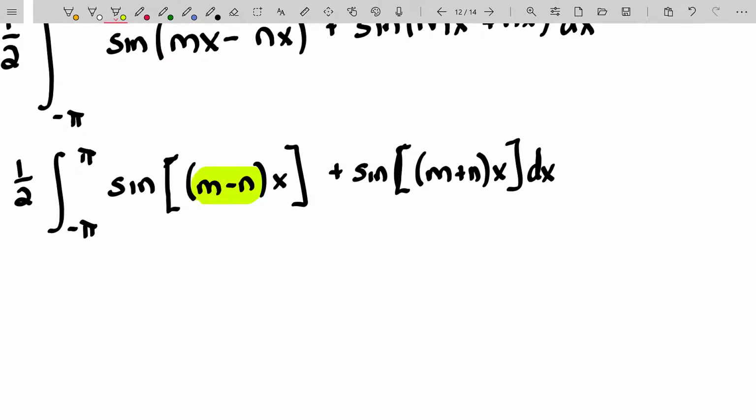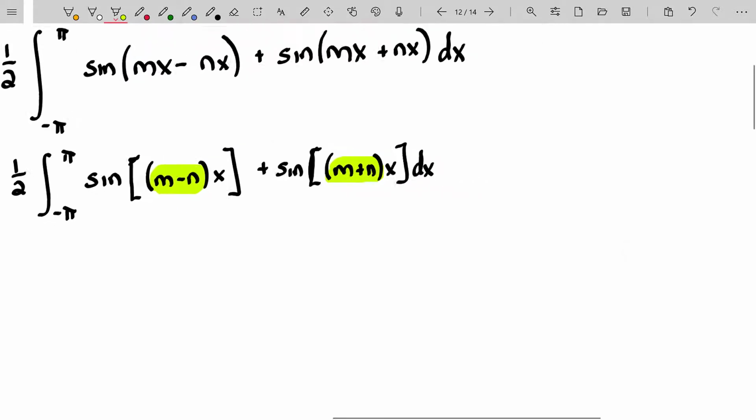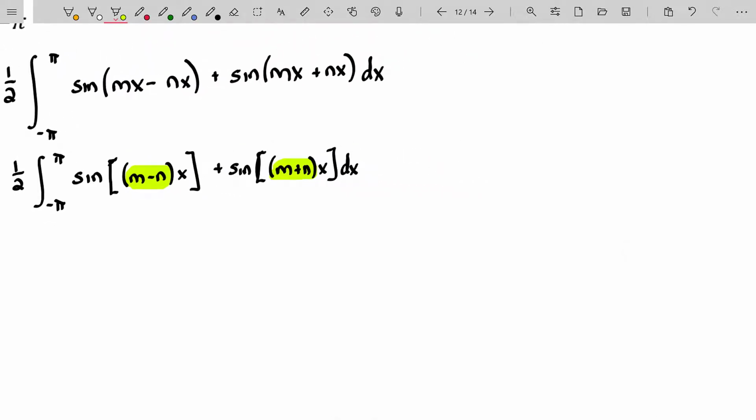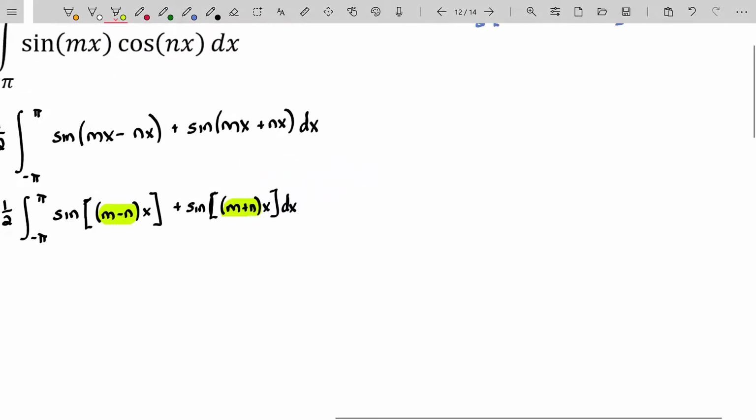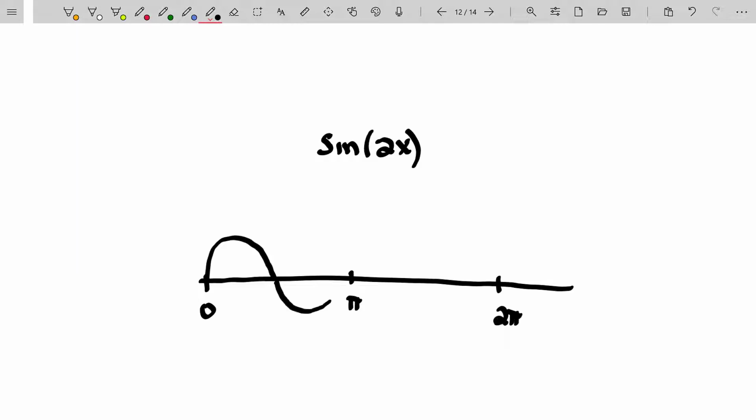That coefficient, sine of (m minus n)x or sine of (m plus n)x, doesn't really matter which one you're talking about, just tells you how many cycles that the sine function goes through between time 0 and time 2 pi. For example, if you were looking at sine of 2x, then you know that between time 0 and time 2 pi, the sine curve goes through 2 full cycles.